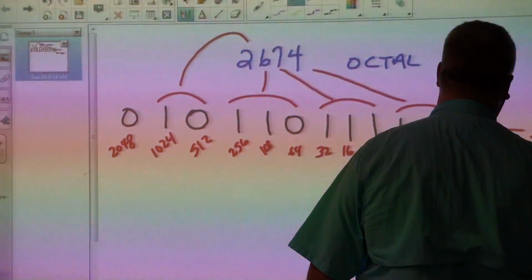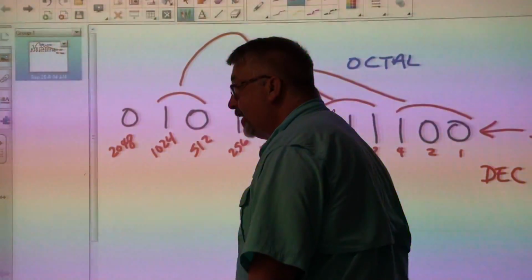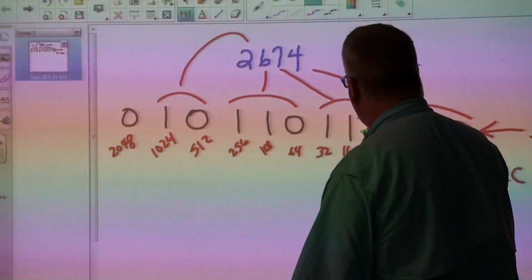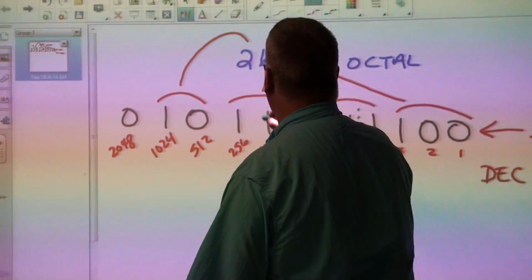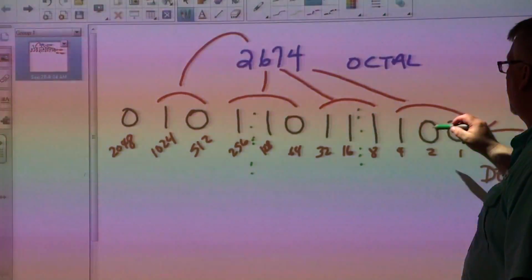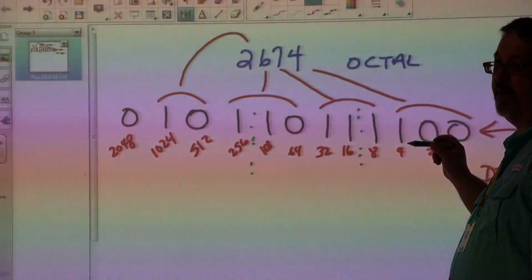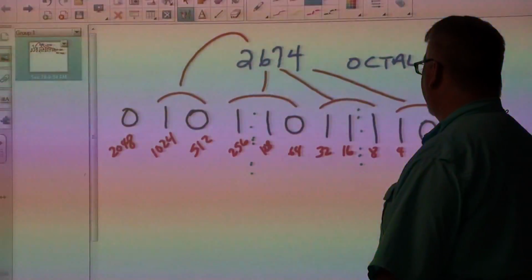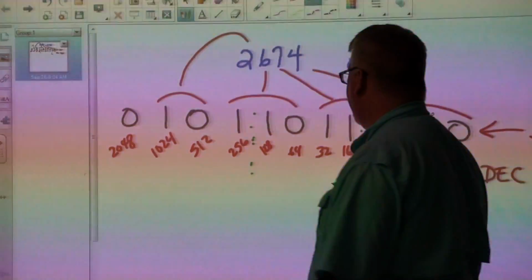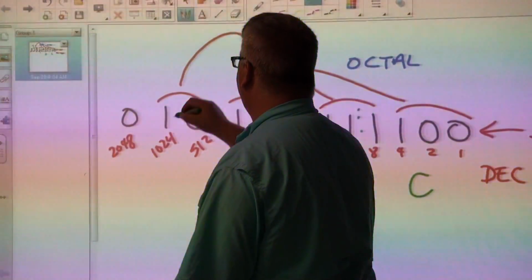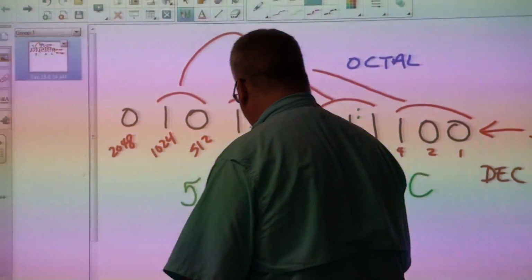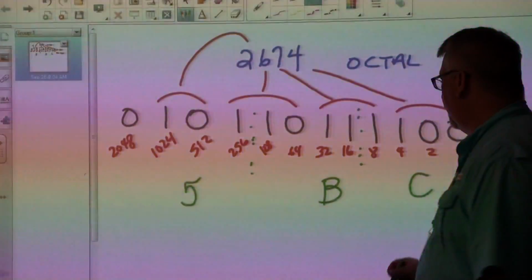And now for hex, it's just a matter of going every 4. So I'm going to draw that imaginary line. 1, 2, 3, 4. That's 8 and 4, which is 12, which is C. 1 and 2, which is 3, plus 8, that's 11, B. And then 1 and 4. So at least I did get the hexadecimal equivalent right a while ago.